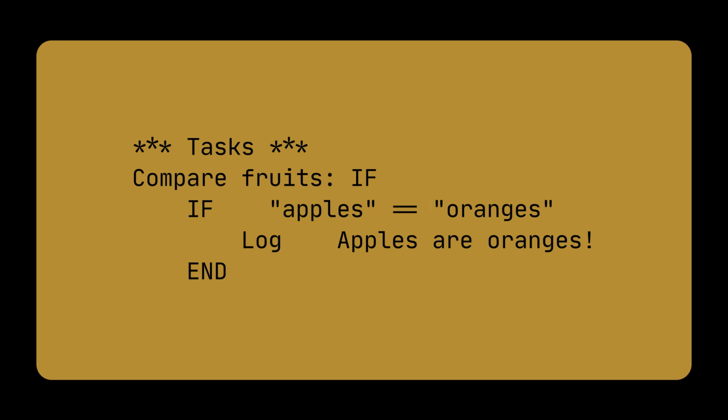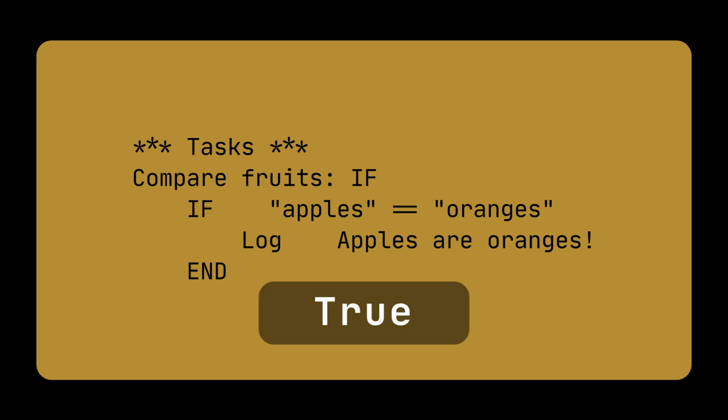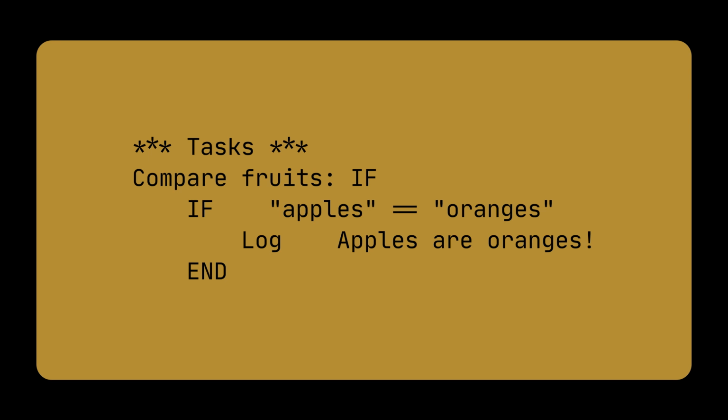In this case, if the condition is true, it returns a boolean true. Otherwise, the condition returns a boolean false, meaning not true. If the condition is true, the execution continues inside the if construct body. Here, if apples would equal oranges, we would log apples are oranges. Since that is not true, the execution will skip over the if construct body and nothing is logged.